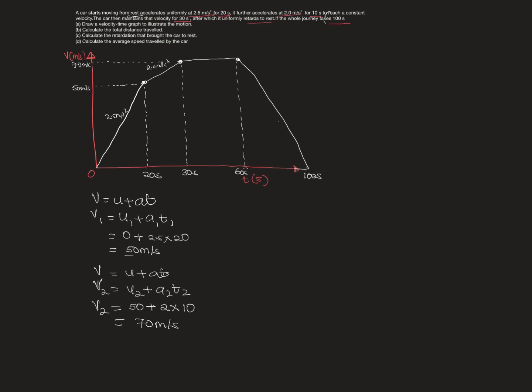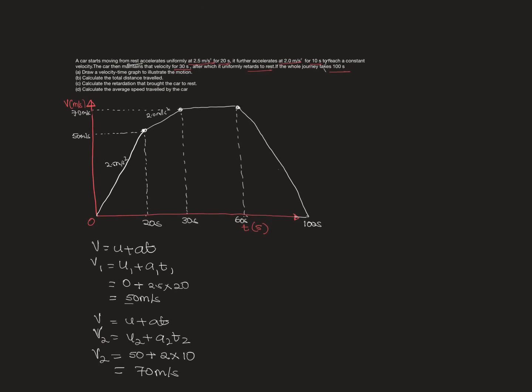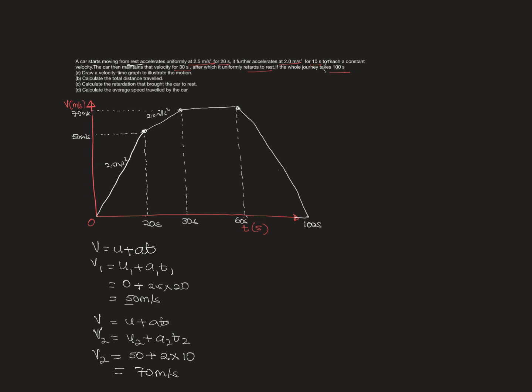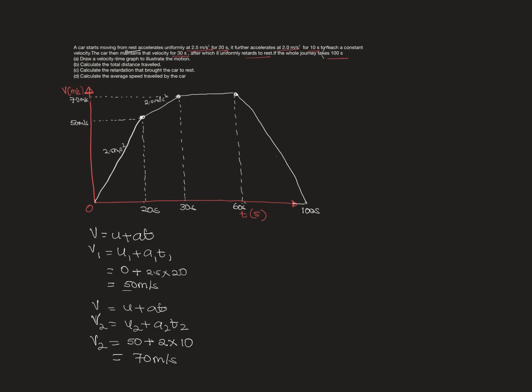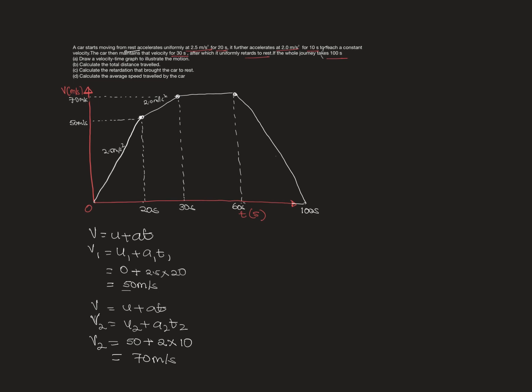The first question says we draw a velocity time graph. That is A. We have done that. So the second question is asking us to calculate the total distance traveled.